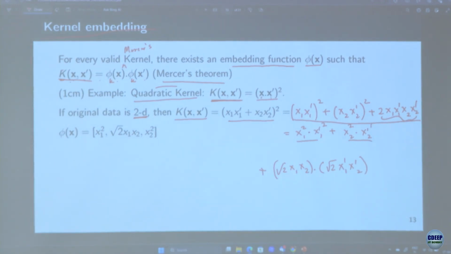Right. Now, from these three terms, we want to come up with an embedding separately of the x and x prime so that their dot product would give us the same answer, which is this one. And I am going to go backwards and claim that suppose I choose the embedding of phi x as x1 square, square root of 2 x1 x2, and x2 square. Similarly, the embedding of x prime is going to be the first coordinate of the x prime vector squared, then the first coordinate multiplied by the second coordinate, with square root of 2, and the second coordinate of the x prime vector squared.